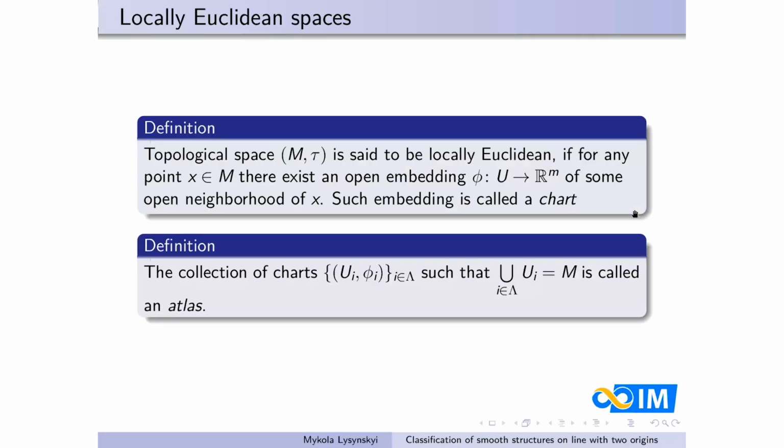I'm going to start with the definition of locally Euclidean spaces. A topological space is said to be locally Euclidean if for any point there exists an open embedding phi of some open neighborhood of x. Such an embedding is called a chart. We should say that m may vary depending on the point if our space is not connected. A collection of charts which covers the whole space is called an atlas. Such spaces are often called topological manifolds if such charts are present.